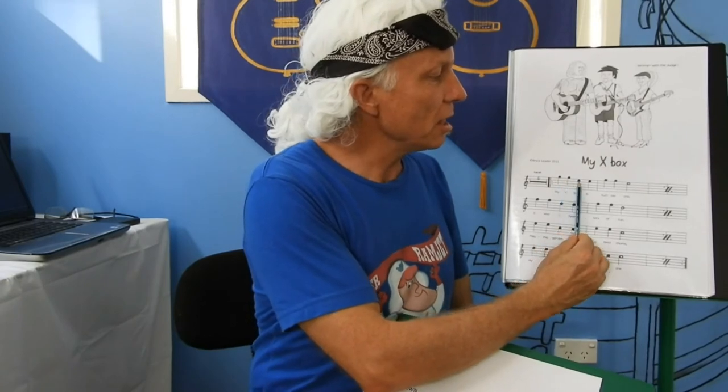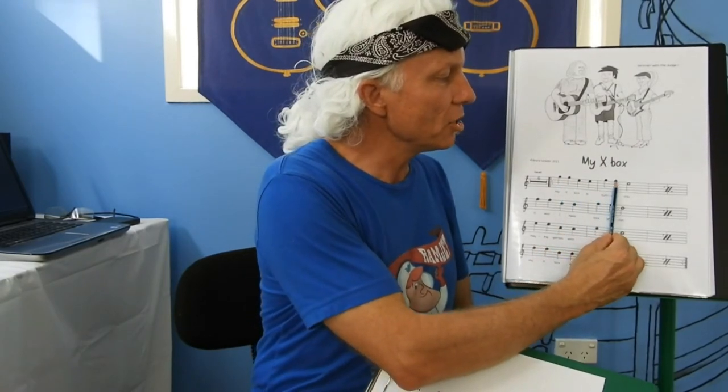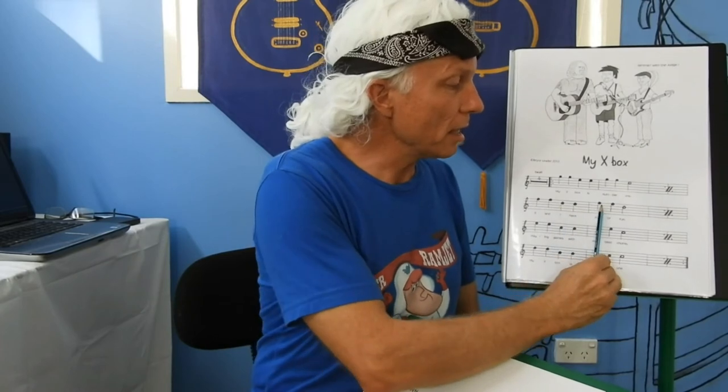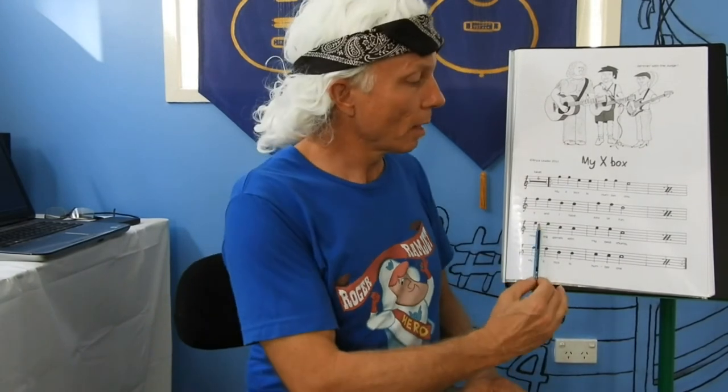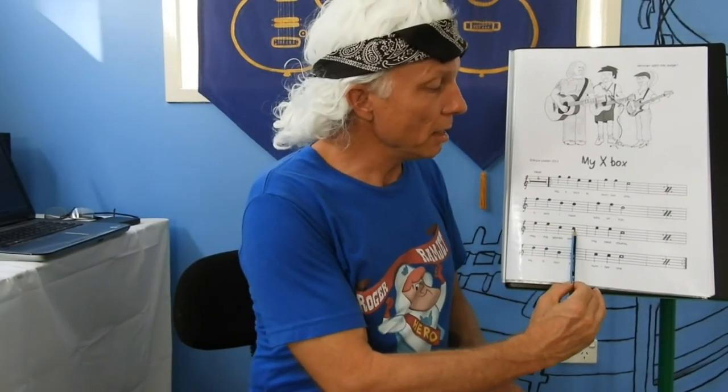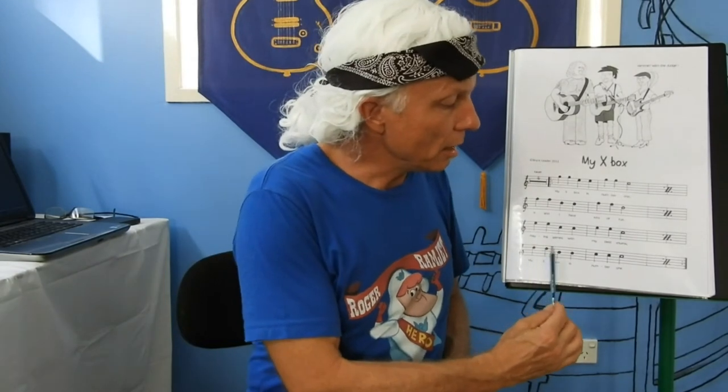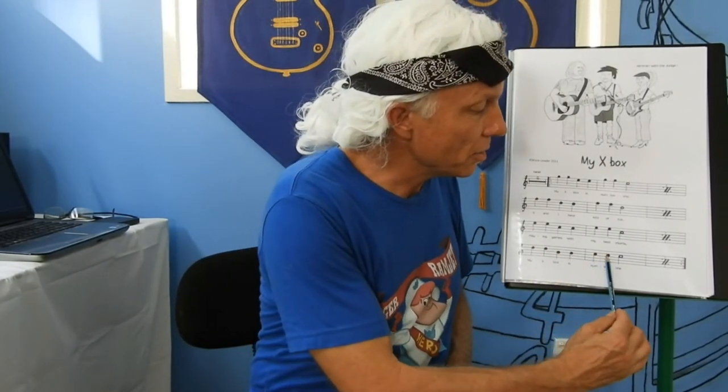Right, say that after me. G, G, E, E, G, G, E, go. F, F, D, D, F, F, D. E, E, C, C, E, E, C. D, D, B, B, C, C, C.